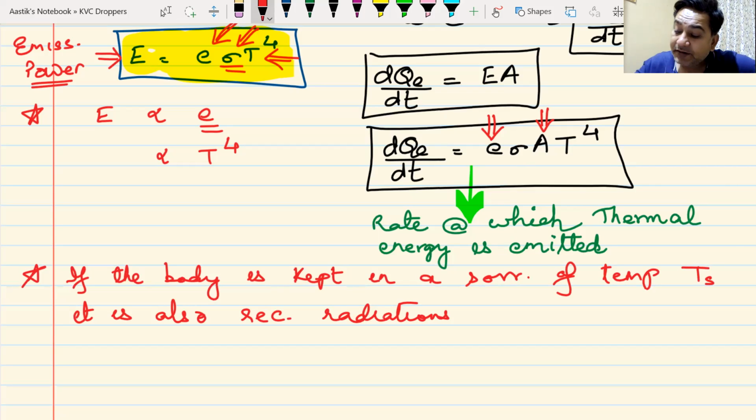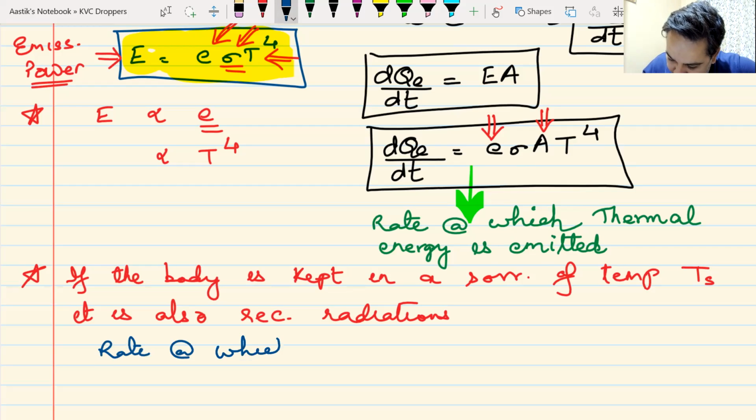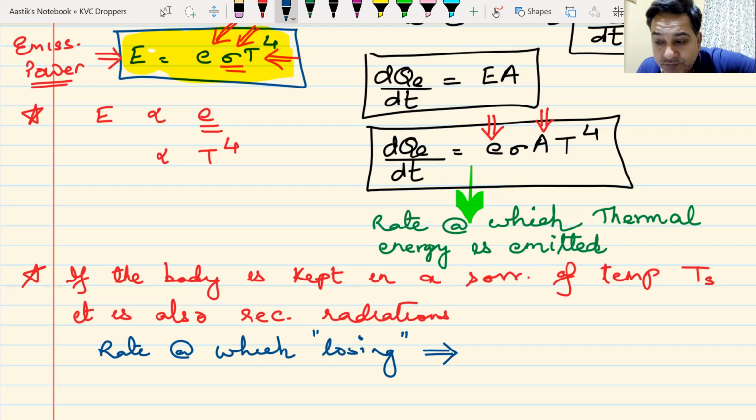Then, in that case, what is the rate at which the body is losing thermal energy, losing internal energy? It is emitting, receiving, giving, taking. So at what rate is it losing energy? Can you tell me the formula for that rate?